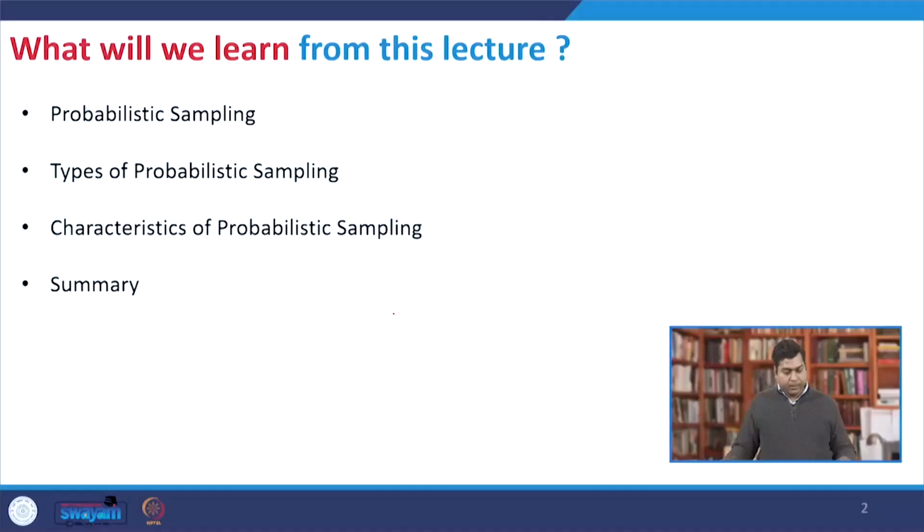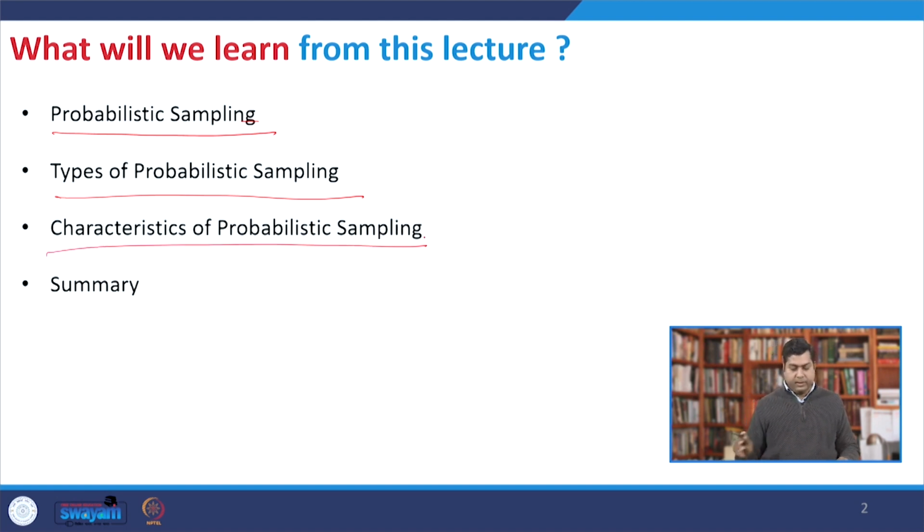So what will be our objective out of this lecture? First we will try to understand what probabilistic sampling is, then we will also discuss the types of probabilistic sampling mostly used in research in planning and architecture, and then we will discuss the characteristics of probabilistic sampling and also its advantages and some of its limitations as well.